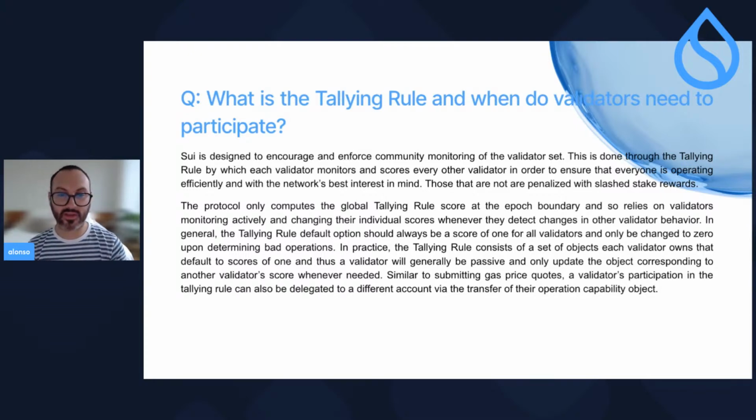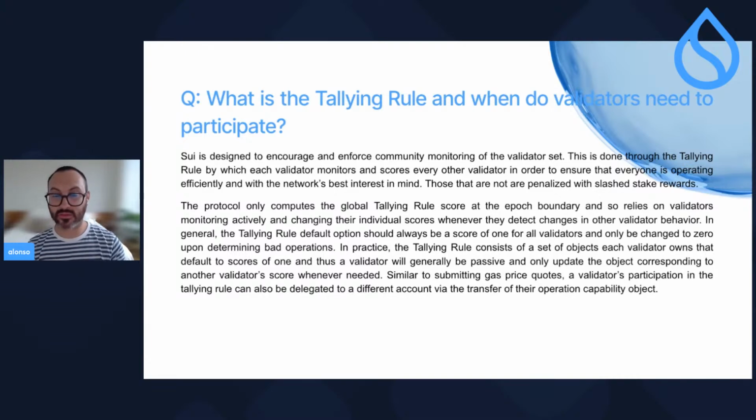Now, the tallying rule currently is a social equilibrium way of enforcing good behavior among the validator set. Essentially, the validators are always monitoring each other, and if validators suddenly realize that one validator is not doing their job, they can choose to slash the rewards accruing to that validator. The way they do it is through this functionality called the tallying rule. Essentially, at every epoch, validators vote and decide whether every other validator should get their full stake rewards or whether they should be slashed, and if a quorum of validators, which is 2/3 of the stake, decides that a validator should be slashed, that validator will lose its stake rewards.